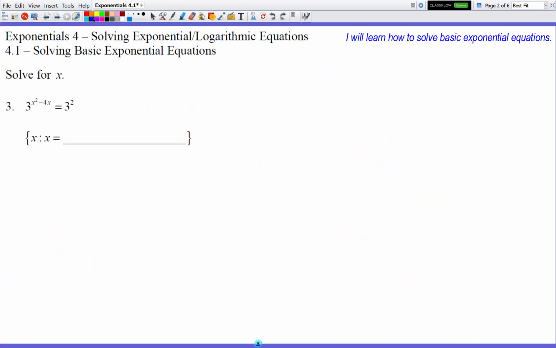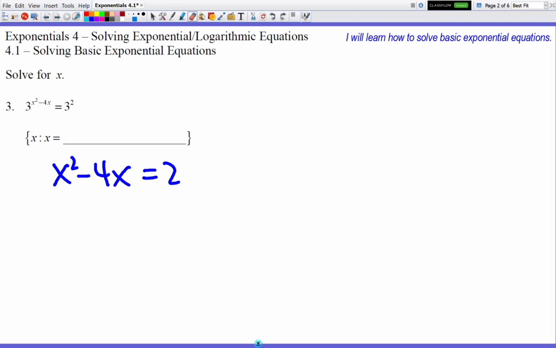Alrighty, so what do we got for problem 3? Okay, so once again we have matching bases, right? Base 3 on the left side, base 3 on the right side. So through the use of logs, we're able to cancel them out. So we're basically going to have x squared minus 4x equals 2.